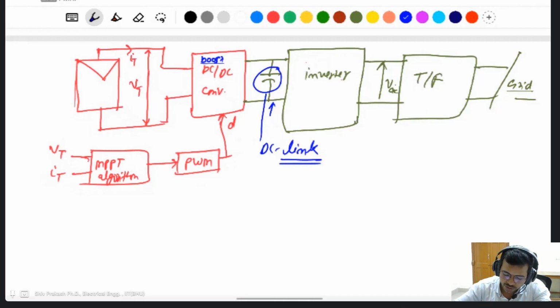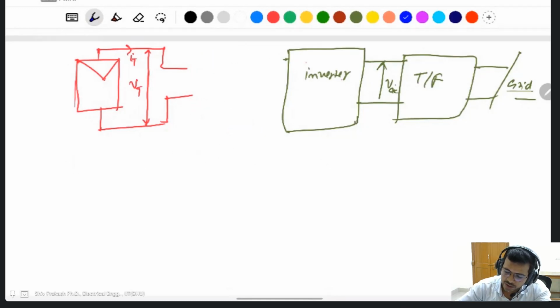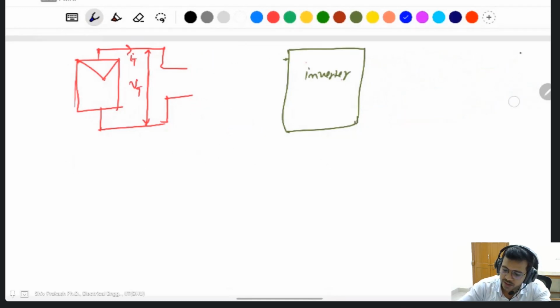But if you don't want to use a DC converter, then you can simply apply an inverter here. After that, you add a transformer and connect it to the grid. With a boost converter supplying the grid, sometimes a transformer is not required, because the boost converter steps the voltage up to a level where you can control the inverter voltage as the grid voltage.